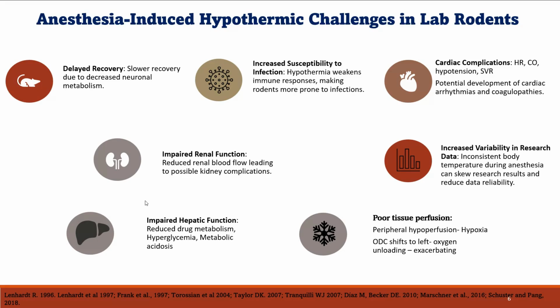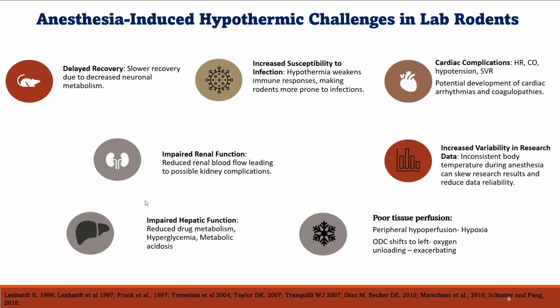So with that, the most common impact that's usually observed is the delayed recovery period, and it's because of decreased neuron metabolism and lowered MAC value. In a similar fashion, the hypothermia seen in anesthesia also weakens the immune system of the animal, making laboratory rodents susceptible to future lifelong infections. It also contributes to cardiac complications such as cardiac arrhythmias and coagulopathies.